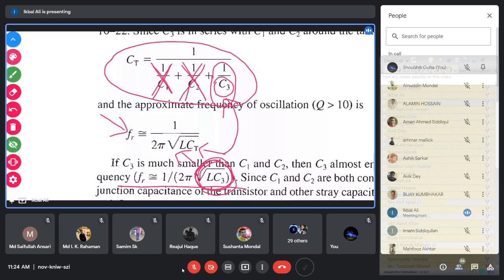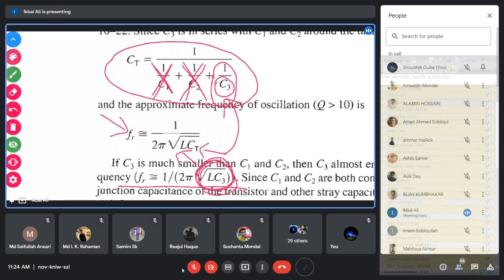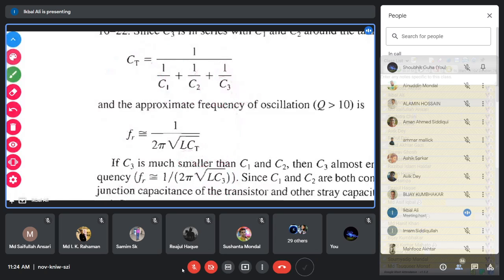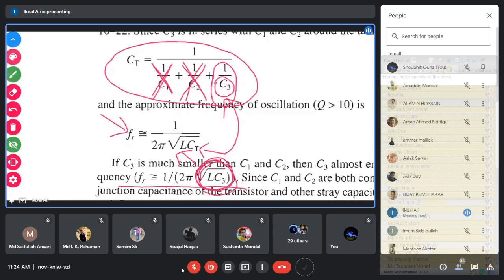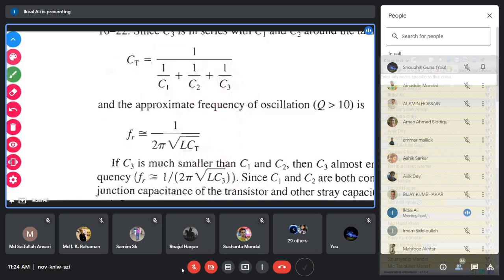So the frequency of the Clapp oscillator is only determined by C3, not by C1 and C2, which are affected by the transistor junction capacitance. So now you can get a very stable frequency of oscillation, which is only controlled by this capacitor C3 under this condition, and that is why this Clapp oscillator circuit is more stable than the Colpitts oscillator circuit.